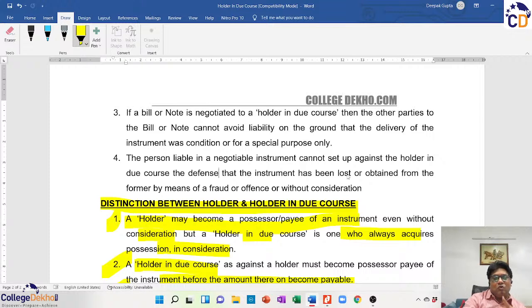Because I am becoming a holder in due course. If you read it, the person liable in a negotiable instrument cannot set up against the holder in due course the defense. So please note, the language of the Negotiable Instruments Act is very purified and very strong. That is why when we speak in normal language it looks easier as compared to when we use the specific language of the Act.